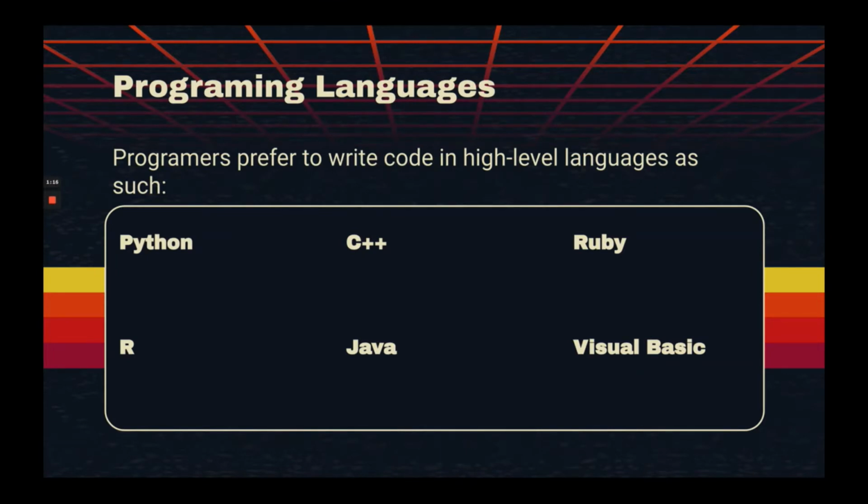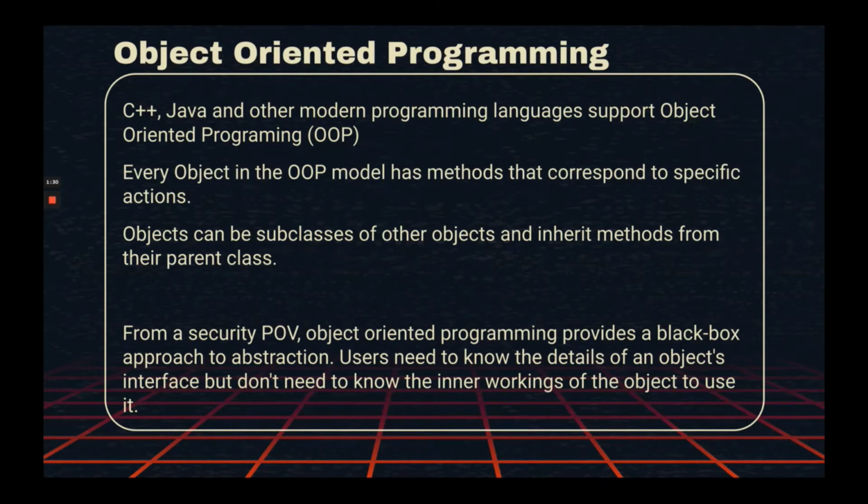A lot of programmers prefer to write code in high-level languages such as Python, C++, Ruby, R, Java, Visual Basic, and others. Object-oriented programming is very well known in our career. C++ and Java and other modern programming languages support object-oriented programming. Every object in the object-oriented programming model has methods that correspond to specific actions. Objects can be subclasses of other objects and also inherit methods from their parent class.